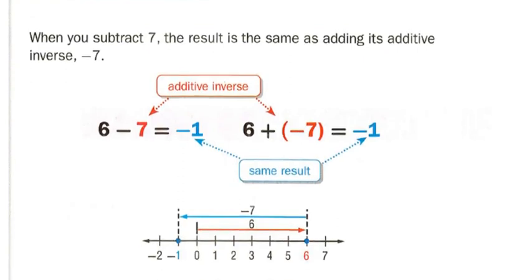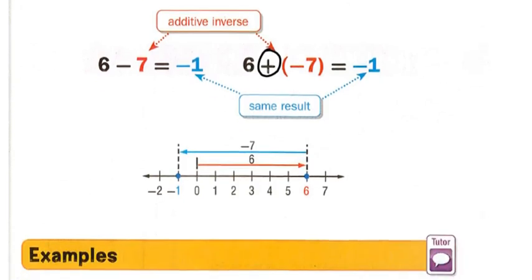When you subtract 7, the result is the same as adding its additive inverse. As we see here, 6 minus 7 is -1. Instead of subtracting +7, we add -7, and that still gives us a result of -1. You can see this on the number line below as well. When we move to the left 7, we can think of that as taking 7 away, or as adding -7. Either way, it gets us to that same result of -1.